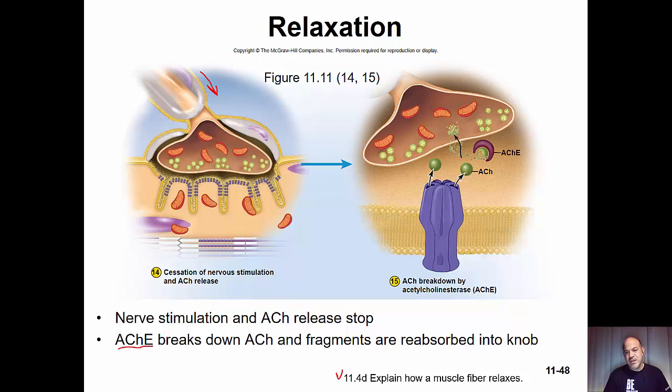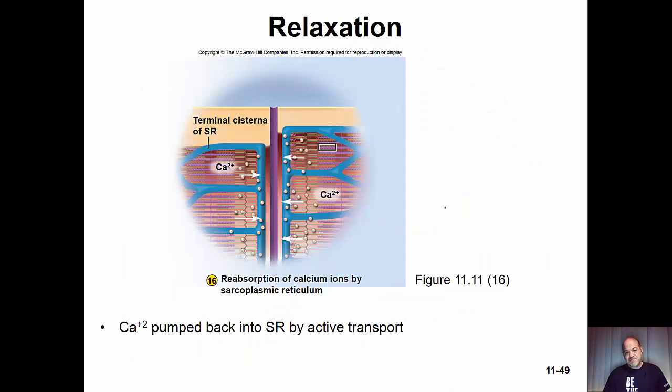So in the picture on the right, we stopped releasing acetylcholine. We have an enzyme called acetylcholine esterase, which goes and breaks down the acetylcholine. And that will basically close off the gate here and stop sodium and potassium from moving down their concentration gradients. So basically the stimulation stops.